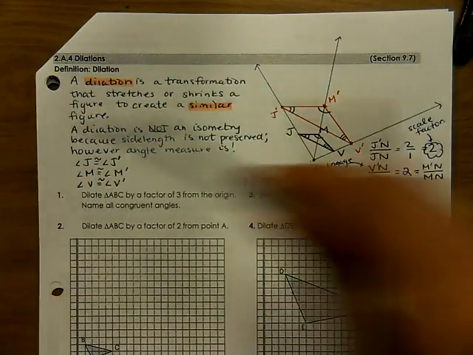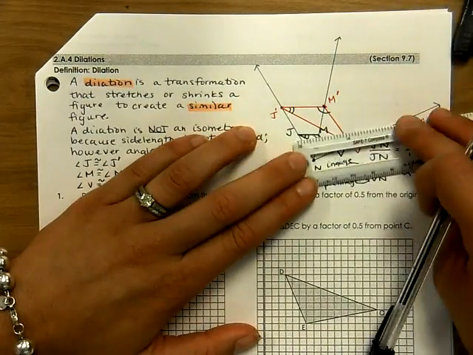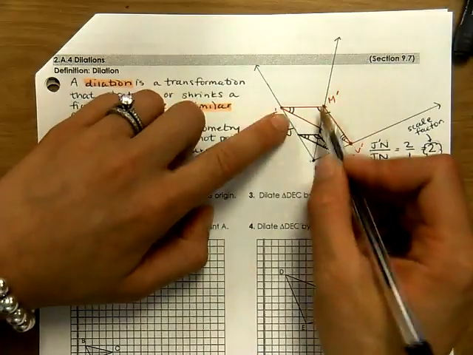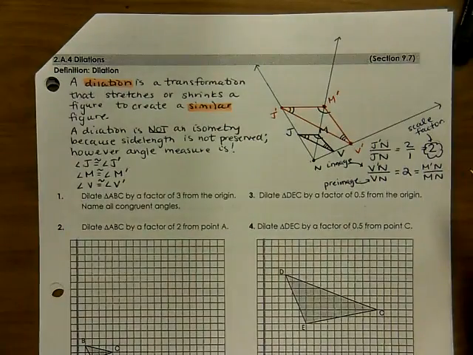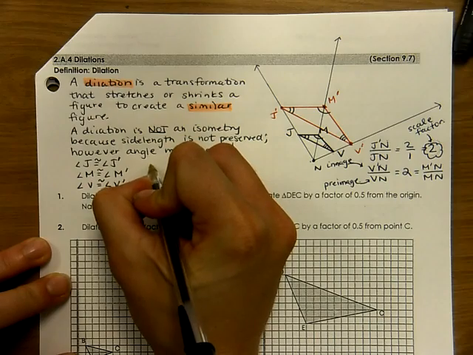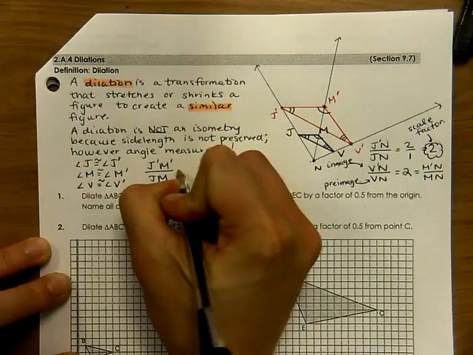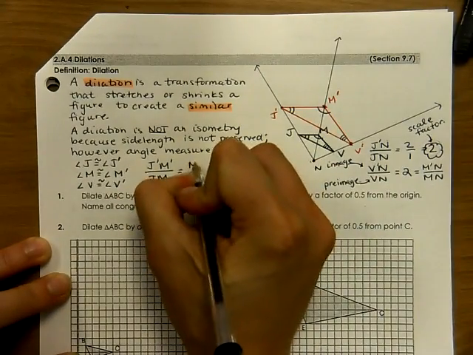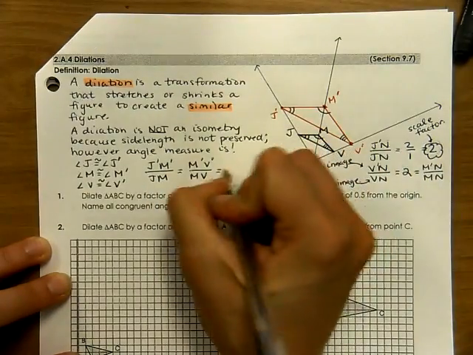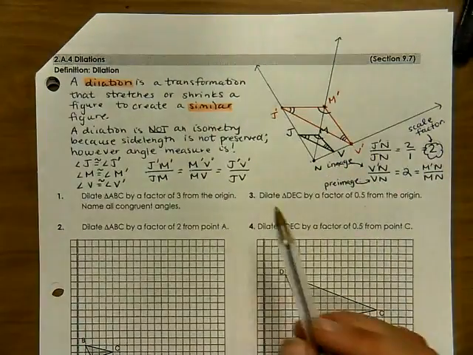We could also measure these side lengths here. And if I measured this guy compared to this guy, that guy compared to that guy, and this guy compared to that guy, I would see that those ratios are also the same. They're still equal to 2. So I'm going to write this down here. We can see that J prime M prime over JM will be equal to M prime V prime over MV, which will be equal to J prime V prime over JV.